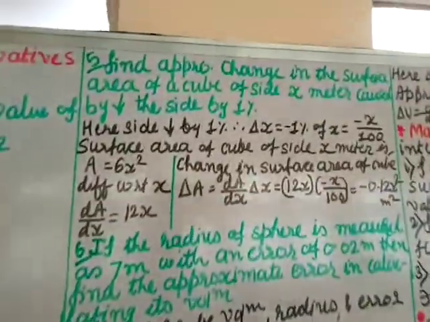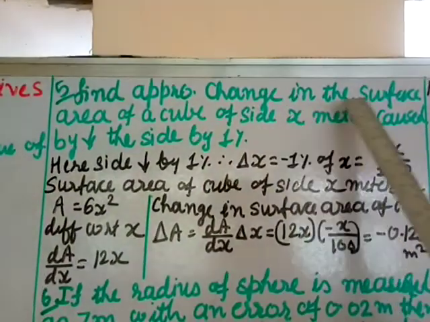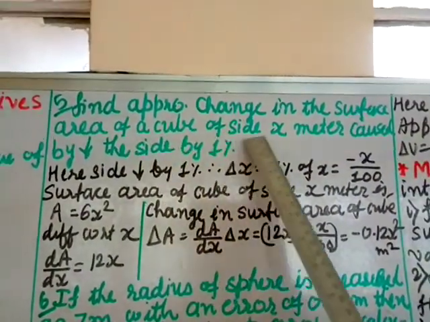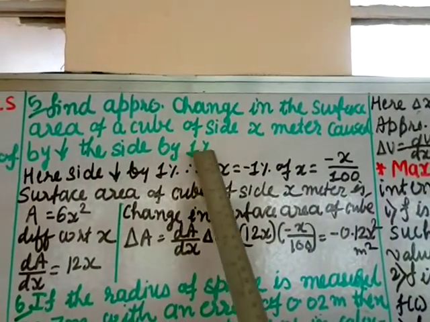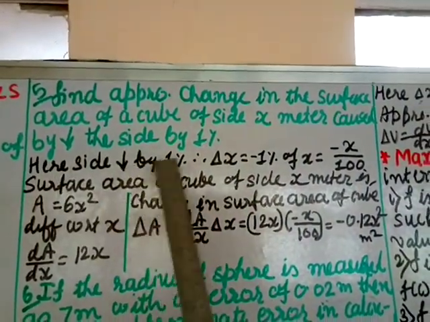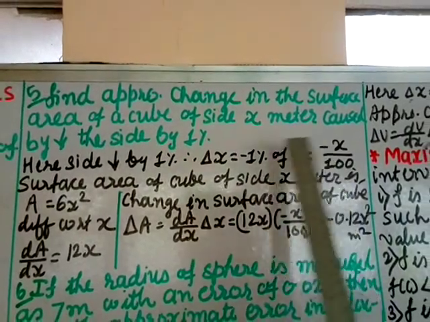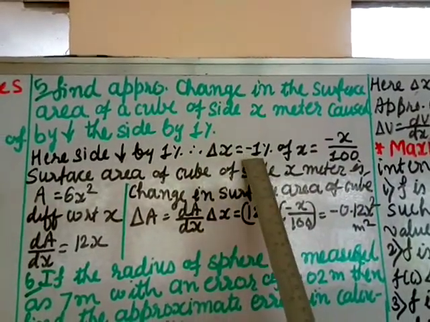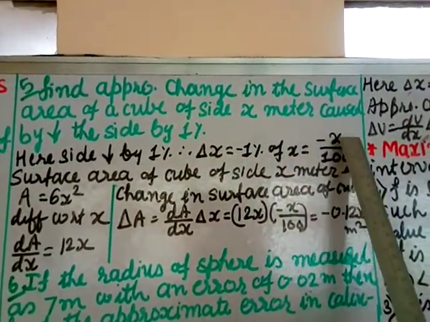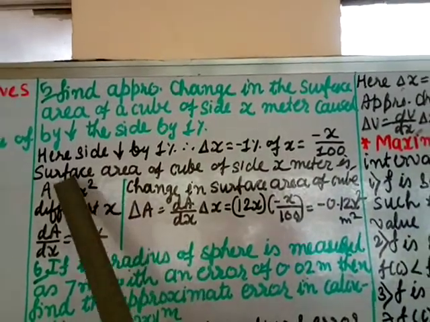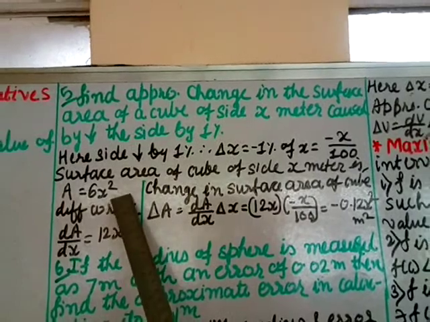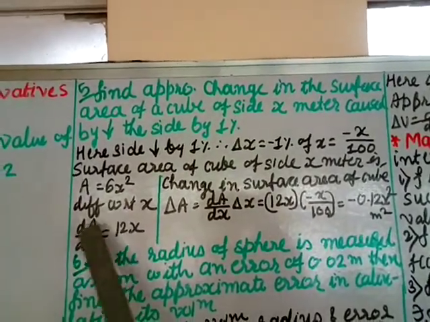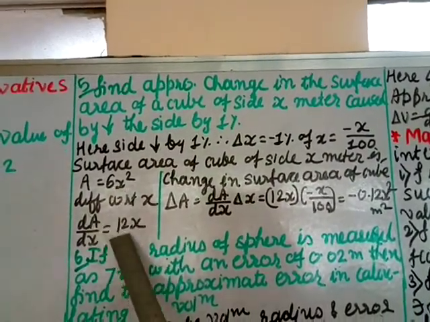Question number 5. Find the approximate change in the surface area of a cube of side x meter caused by decrease in the side of 1%. Here side is decreasing by 1%, that means we will take negative. So it is a delta x equal to minus 1% of x, so minus x by 100, just like previously. Surface area of the cube of a side x meter is A equal to 6x square. Differentiate with respect to x, so dA by dx equal to 6 into 2, 12x.